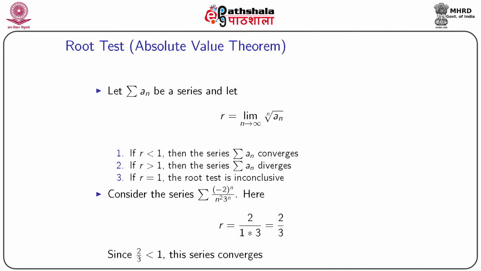is inconclusive. Just to apply this test, we consider the sequence (-2)^n over n squared times 3^n. So if we take the definition of r, it will be 2 over 1 into 3, that is 2/3. Since 2/3 is less than 1, this series is convergent.